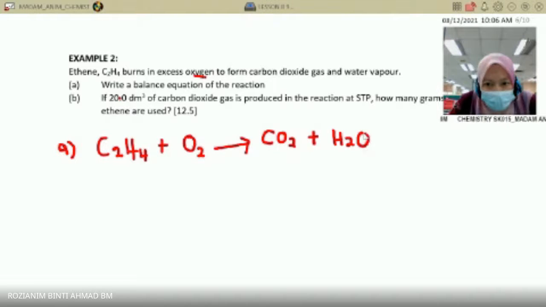Okay. Phases is okay kalau kita tak buat sebab kamu bukan belajar termo, right? Okay, so tugas kita adalah balance. Balance method apa? Inspection method or ion electron method?